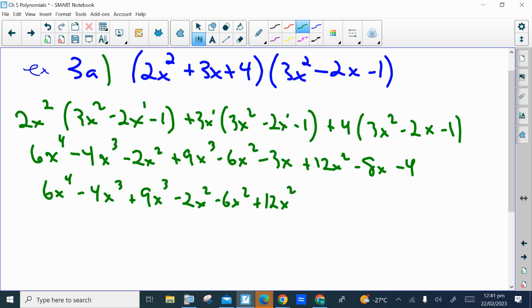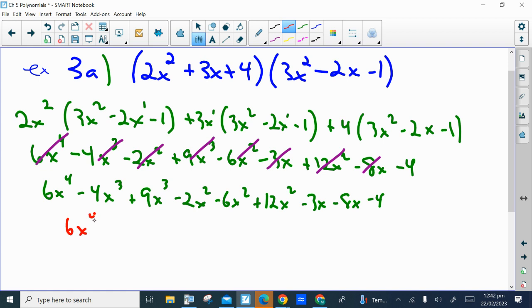So I've got two x cubed terms we need to combine. There's three x squared terms that we need to combine. There are two x terms that we need to combine, and only one constant term. And it might also be helpful that when you write these down, cross them out above, just to make sure that you haven't forgotten anyone. So we've got the 6x to the fourth. We've got the negative 4x cubed plus 9x cubed. We've got the minus 2x squared minus the 6x squared plus 12x squared, a negative 3x and a minus 8x, and then the minus 4. So I haven't missed any.